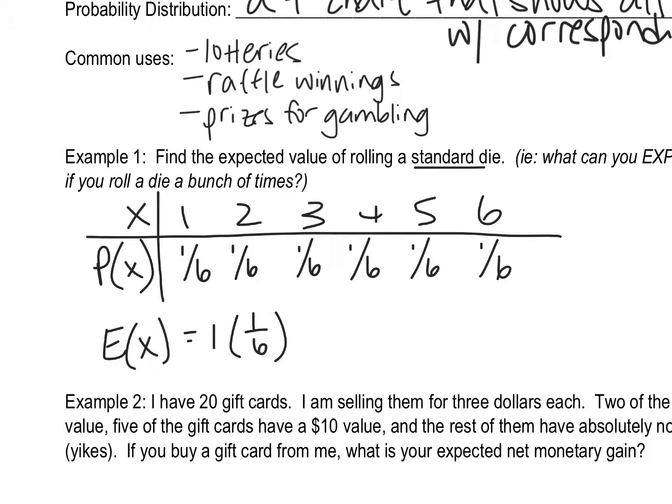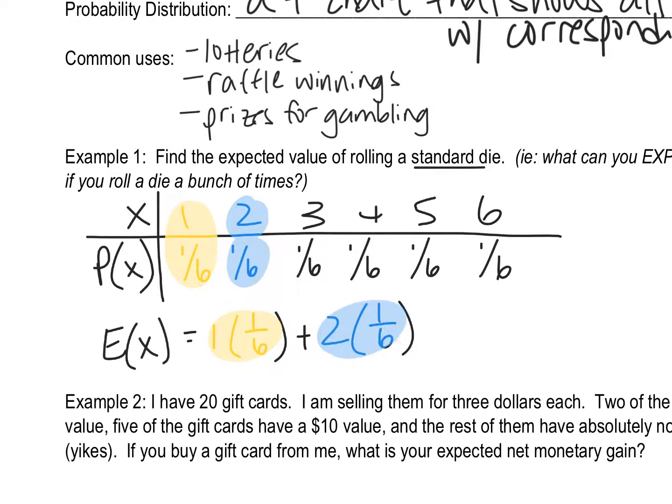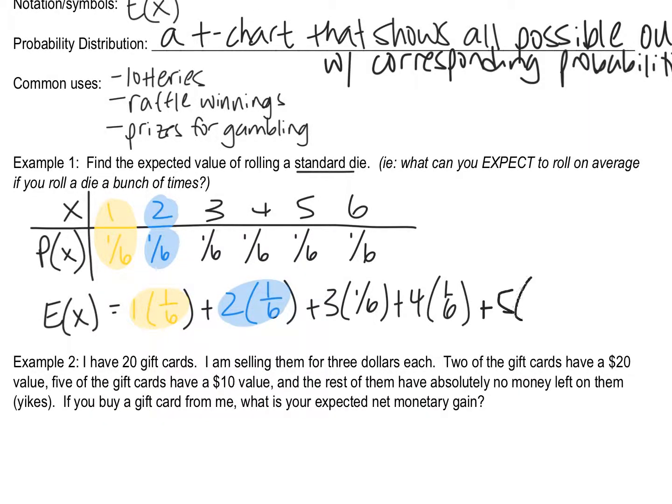So like this is here. And then I'm going to add 2 times 1/6, and that one is this one. And I'm going to work my way down. You just add them all up. So plus 3 times 1/6 plus 4 times 1/6 plus 5 times 1/6 plus 6 times 1/6. And when you add all of those terms up, you end up with your expected value anytime you roll a die. Which in this case, type it into your calculator to verify, you end up with 3.5.